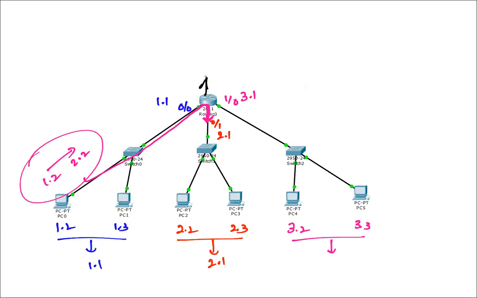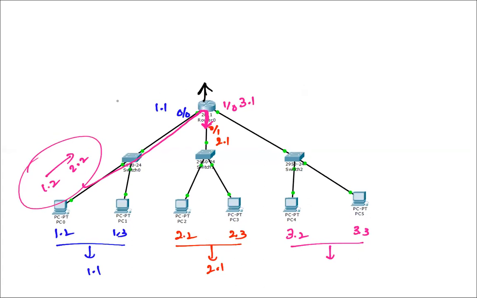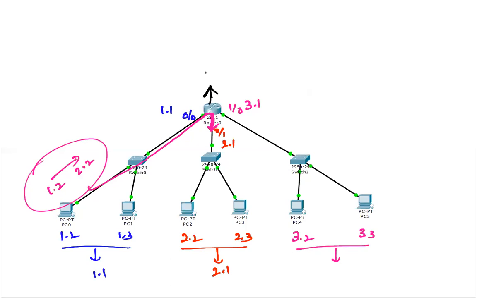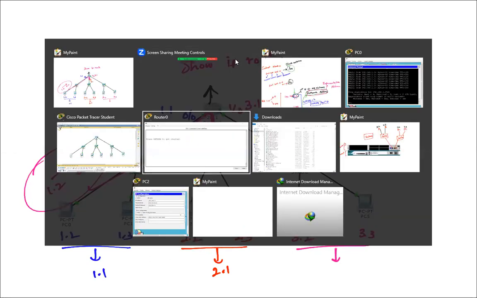In this case, we're going to have a command to check the routing table. The command is very simple, guys. We have to use a command called show IP route. Okay, that's the command, show IP route. So let's go and see the show IP route command.